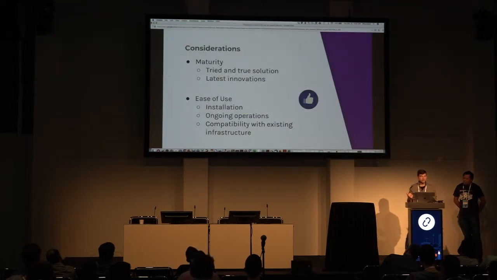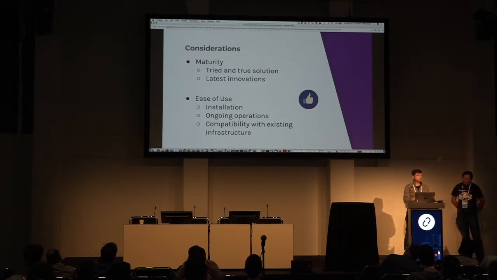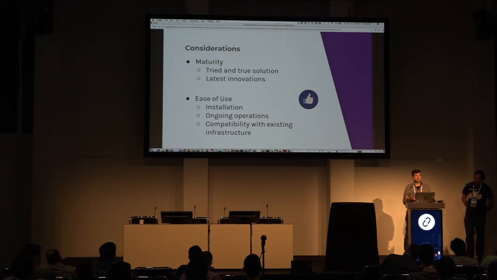So a second pillar that you may want to consider is the maturity of the solution that you choose. Some of you may choose a tried and true solution. You want to make sure that someone else has tried it and worked out all the kinks. However, there is a lot of innovation in security and new hardware and new open source projects that maybe you want to take advantage of. So you've got a trade-off there whether you want to have a very secure tried and true solution or whether you want to take advantage of some new innovations.